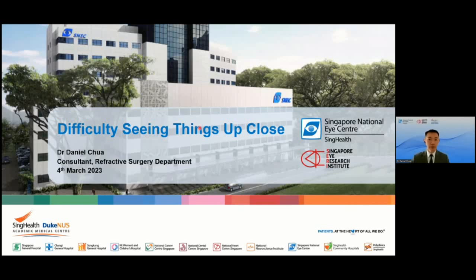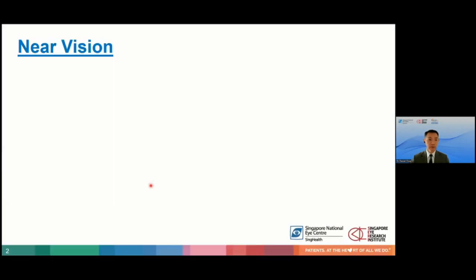Okay, thanks, Shuyin. So today I'll be talking about how we get this difficulty seeing things up close as we age, what's the main reason why we have this, and some of the options that we can take. So without further ado, near vision is a very important aspect of our daily life.